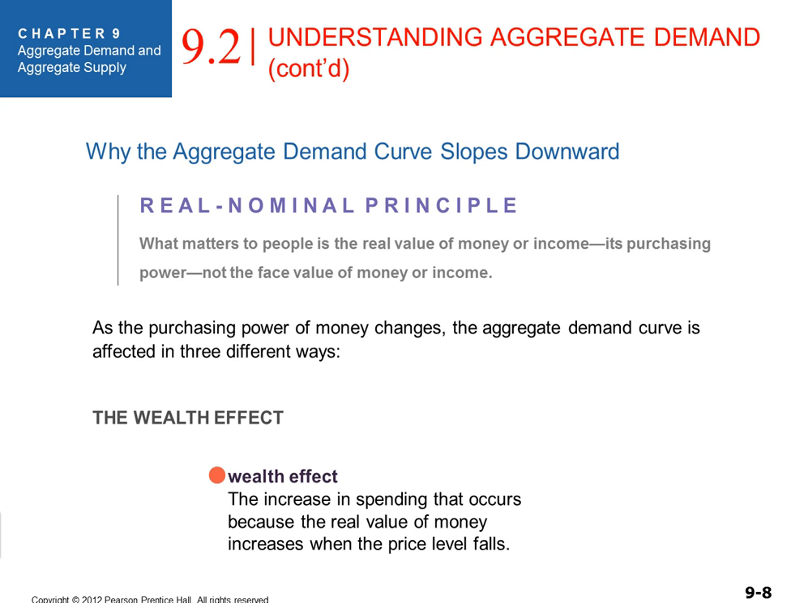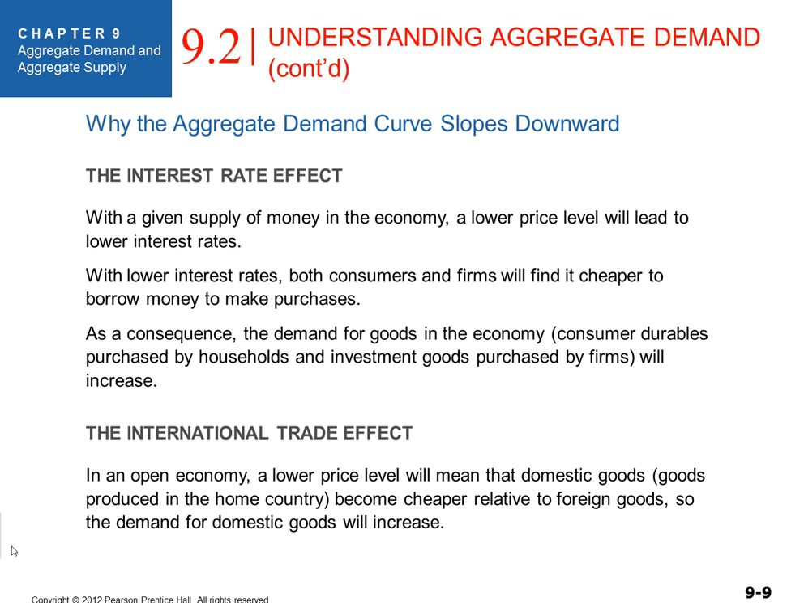That's the wealth effect. Next, we have the interest rate effect. If you have a given supply of money, the lower the price level will generally lead to lower interest rates. And with lower interest rates, consumers and firms can borrow more money more cheaply. And if they can borrow more money more cheaply, they're going to buy more goods, and then the demand for goods will increase. And that's called the interest rate effect. Again, lower price causes lower interest rates, causes more consumption.